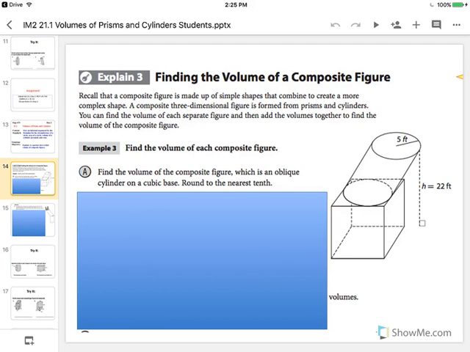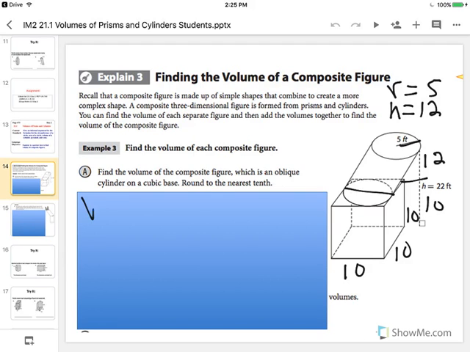Find the volume of a composite figure which is an oblique cylinder on a cubic base, rounded to the nearest tenth. Let's go over our figure first. We're given that the radius is 5. The radius forms half the diameter of our cube, so the side of the cube is 10. From here to here is 10, so the rest of it is 12. So the height of the cylinder is 12.